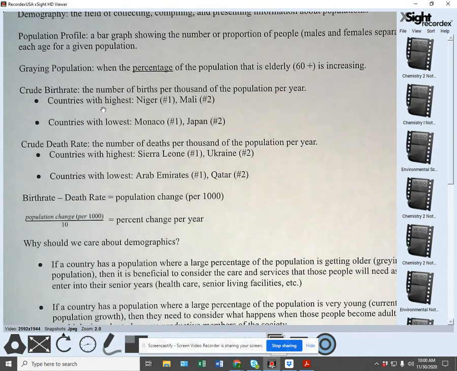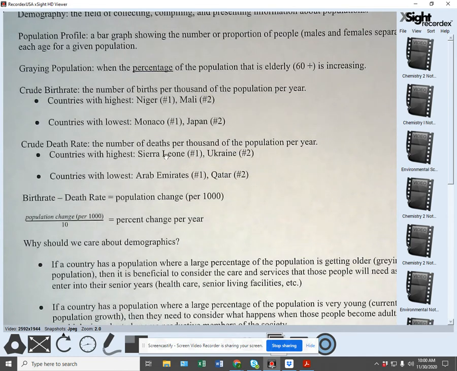Okay. So countries with the highest birth rate, Niger and Mali. Countries with the lowest birth rate, Monaco and Japan. So you can see Niger and Mali are very poor, low income areas. Typically, those have high crude birth rates. Okay, Monaco, one of the wealthiest countries. Japan, a very developed country, low birth rates typically.